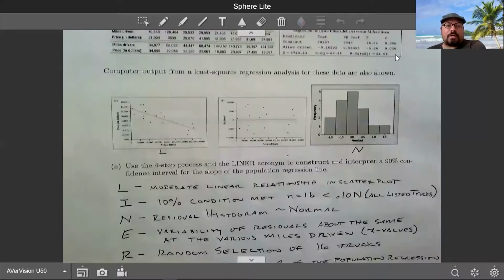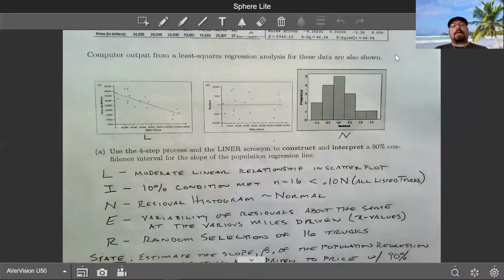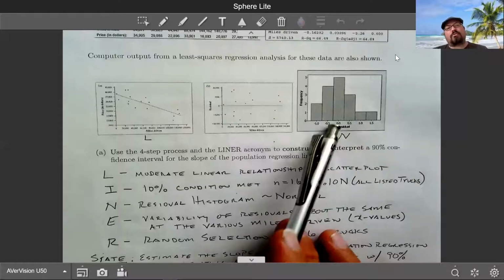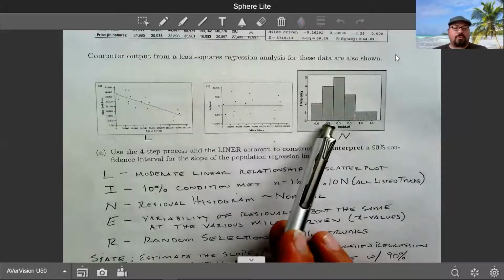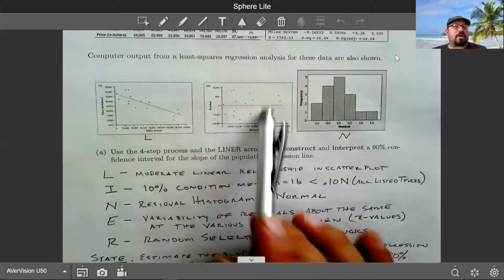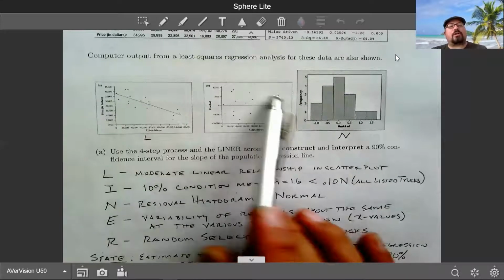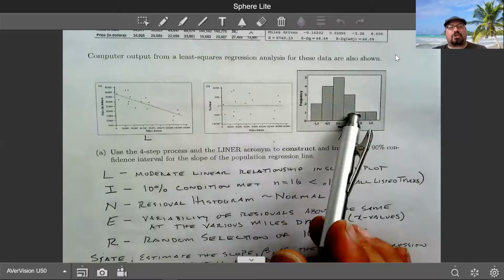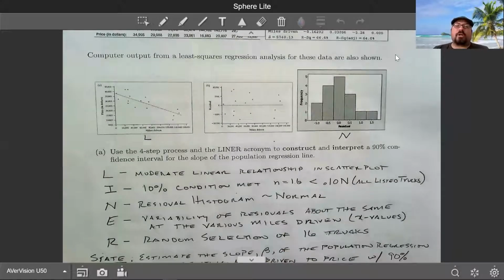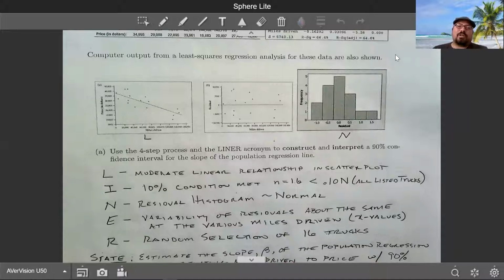Then N, we need to have normality. If we look at the histogram of our residuals, it's approximately normal. We could also see that there's no clear pattern in the residual plot. We could also check out the normal probability plot or the QQ plot, but really look at the histogram of the residuals, or look to see that there's no clear pattern here.